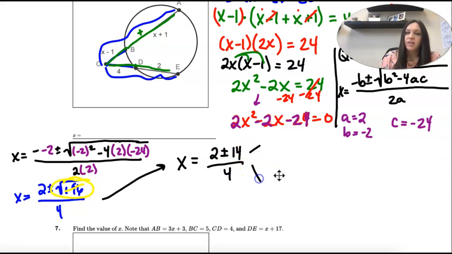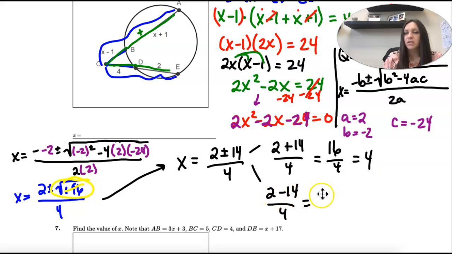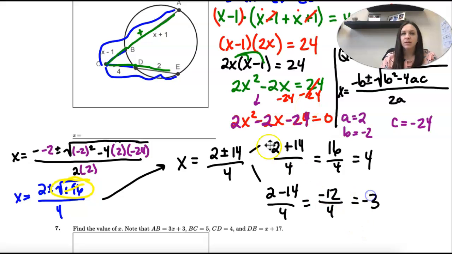And then we split this into 2 plus 14 over 4 and 2 minus 14 over 4, and we solve. So 2 plus 14 is 16. 16 divided by 4 is 4. 2 minus 14 is negative 12. And then divide by 4, so negative 3.